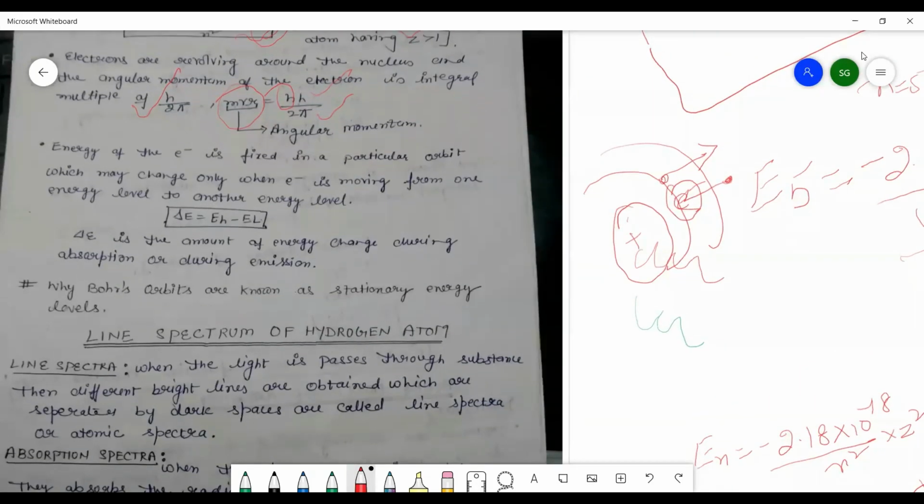You can say that the energy will change only whenever there is a change in the energy level of the electron. You may see the question: why are Bohr's orbits known as stationary energy levels? Why do we call them stationary energy levels? Because they are in a fixed circular path, and the energy remains fixed, it never changes.